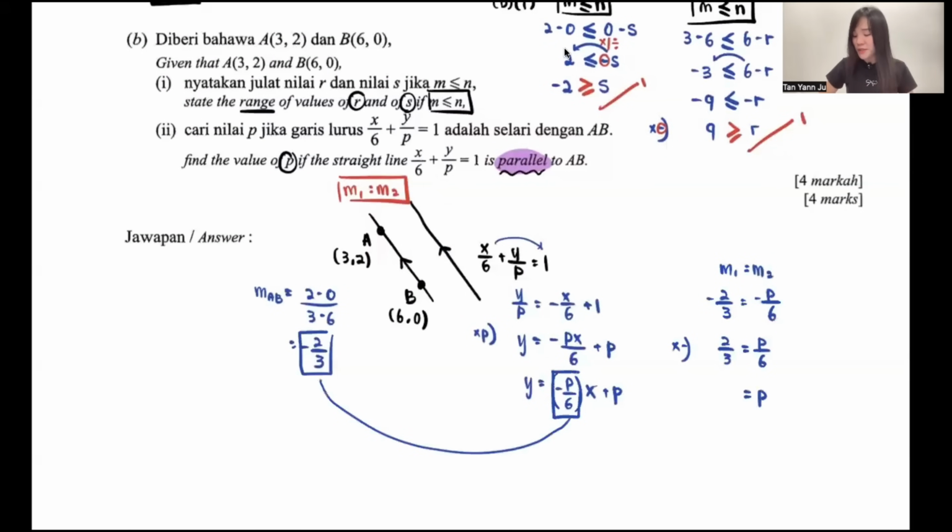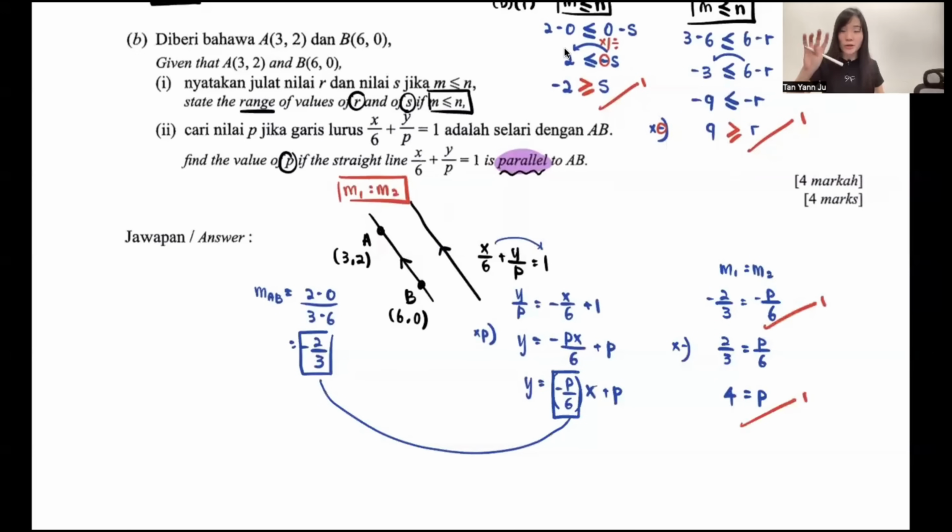So now, want to get the P answer? Divide, move up times. I guess getting the P answer equivalent to 4. That is another 2 marks from here. So guys, you can get the P, of course, is 1 mark. And the moment you can write M1 equals M2, you will get another 1 mark.